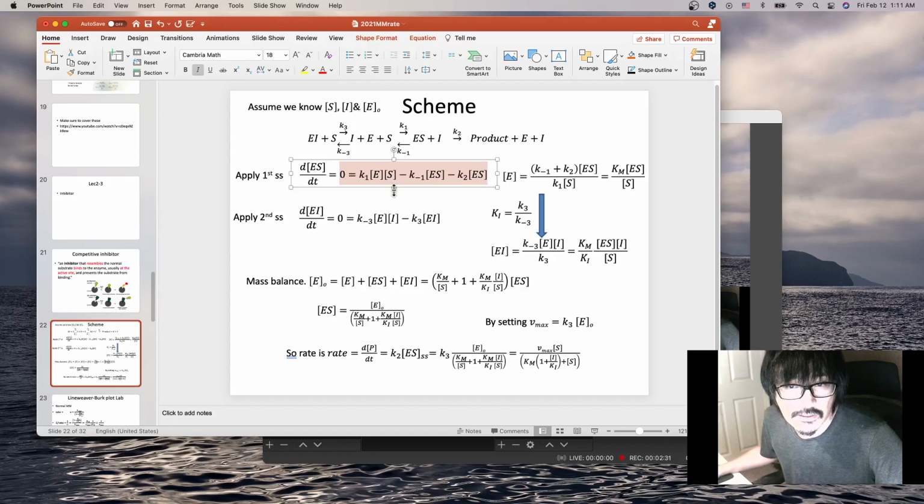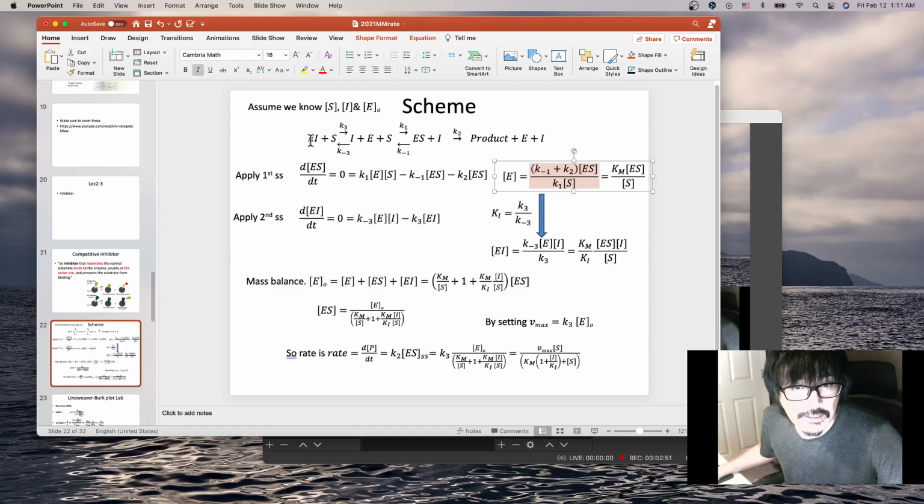So if I solve for E right here, you get these things right here, where the very first portion, the rate constants, become Km. So Km ES over S is equal to E.